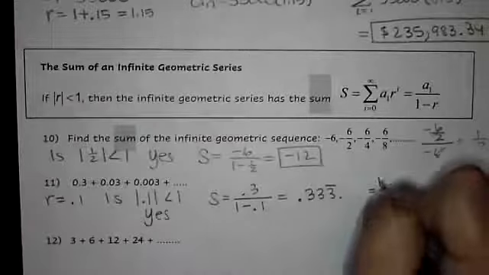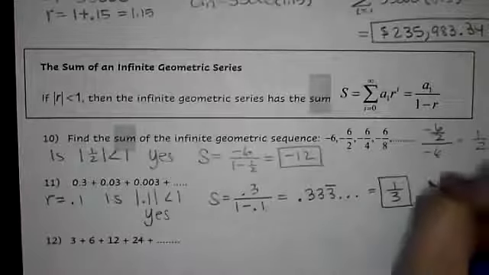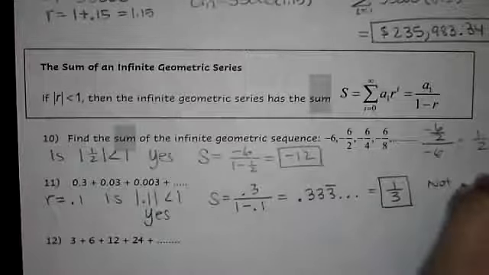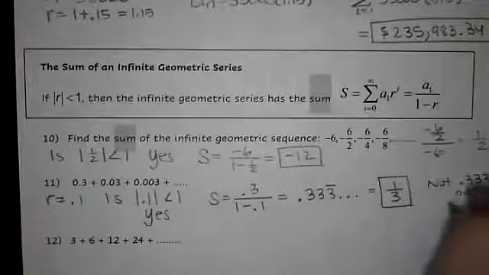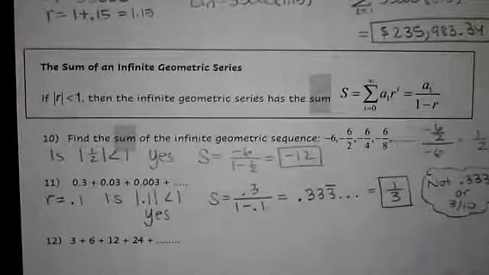Remember, we're sticking to the exact values, not a decimal approximation. So you would not want to write 0.333 because that is not correct, or 3/10. Neither one of those is correct. So don't write those.